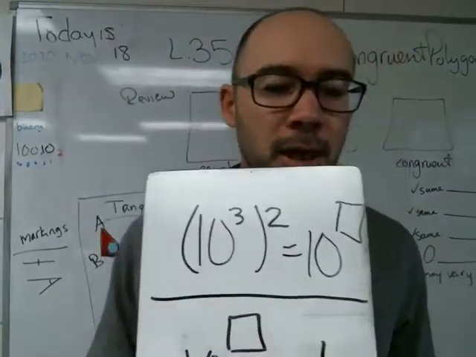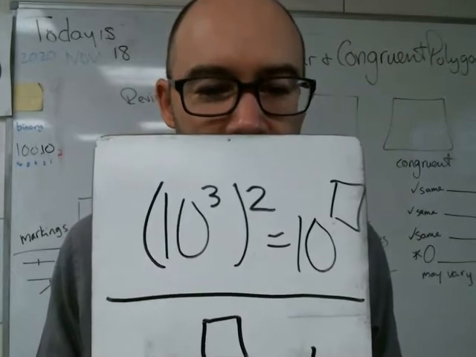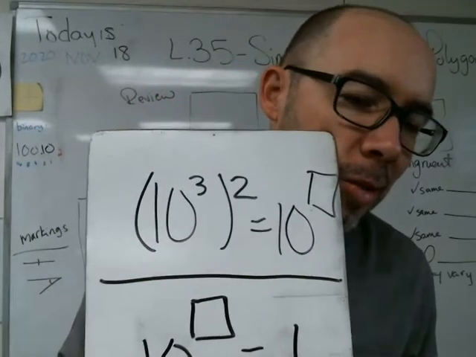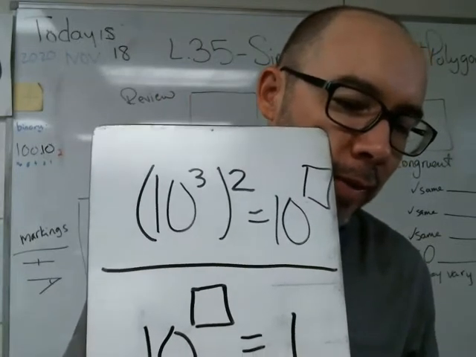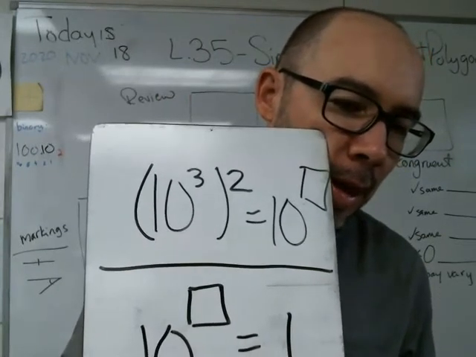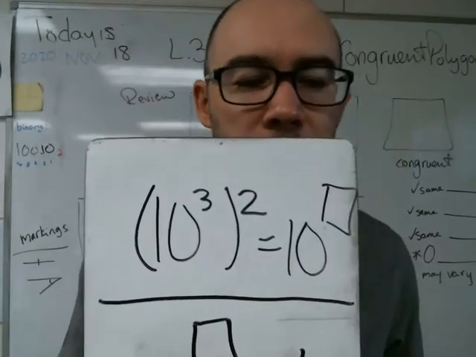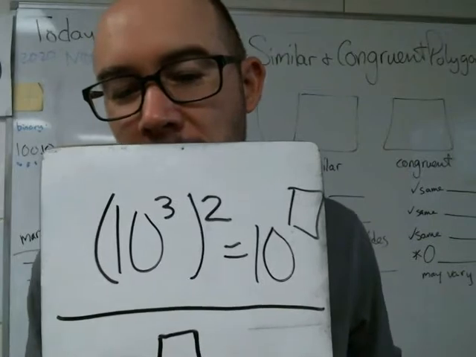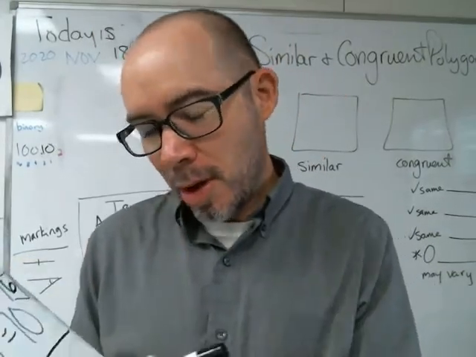Okay, Meridel, you get the top. And Lucas, you're going to get the bottom. 10 cubed squared. And 10 to the what power is 1 for Lucas? Okay, Meridel, you got an answer? She says 6 and Lucas says 0. And you are both correct.